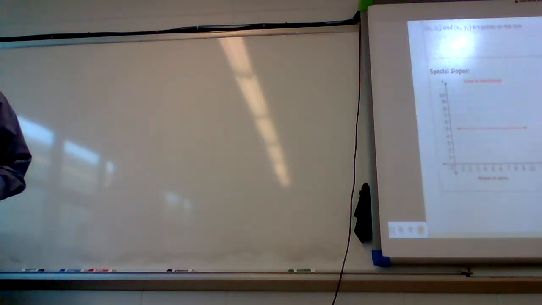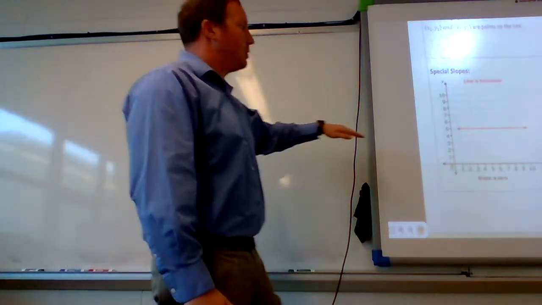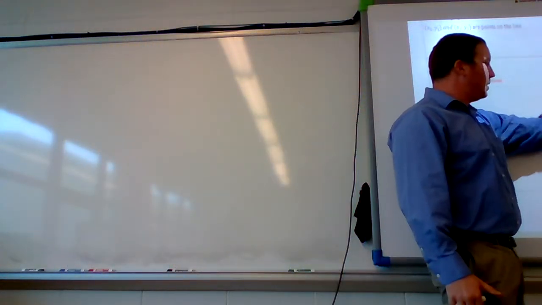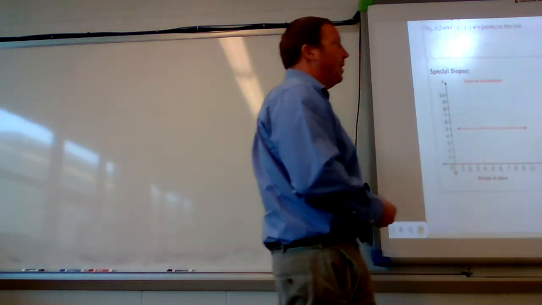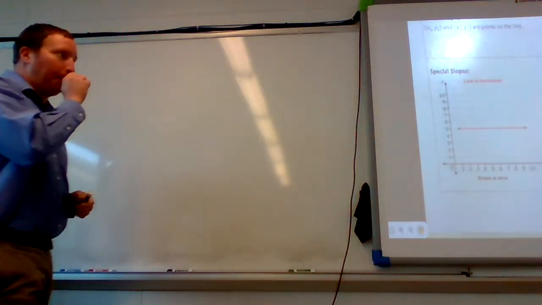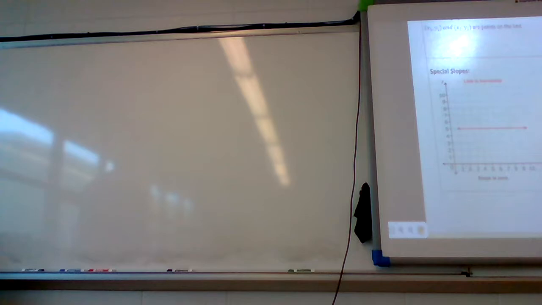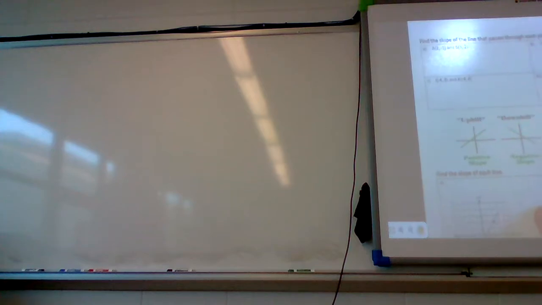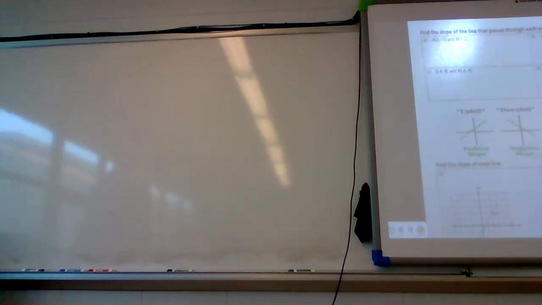Then we've also got two special lines. If a line is horizontal, its slope is 0. And if a line is vertical, its slope is undefined. Okay. And it's not a function either. So with all that in mind, let's work some of these out.